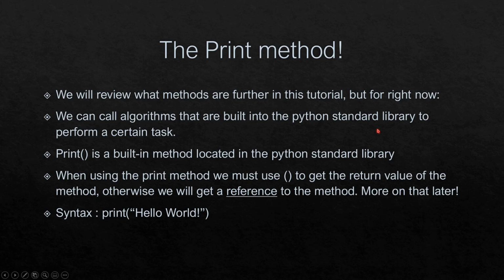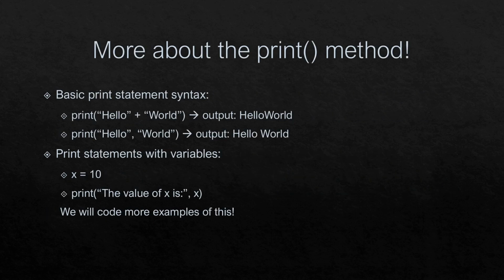When using the print method, we must use parentheses to get the return value of the method. Otherwise, we're going to get a reference to the method. So more on that later. Just understand that you must put those parentheses at the end of that statement, or else you're going to get some weird response. So the syntax follows as print, parentheses, quotation marks to indicate a string data type, hello world.